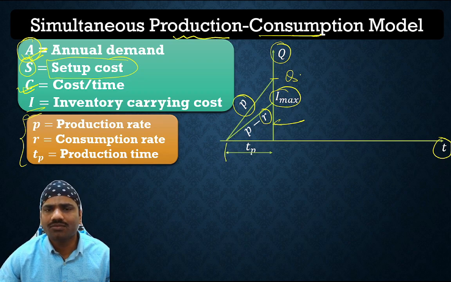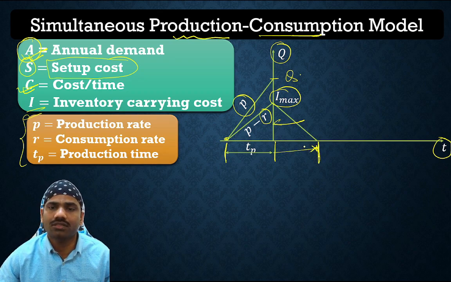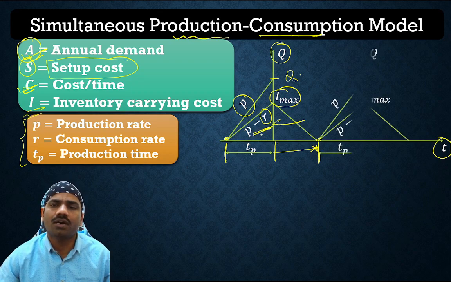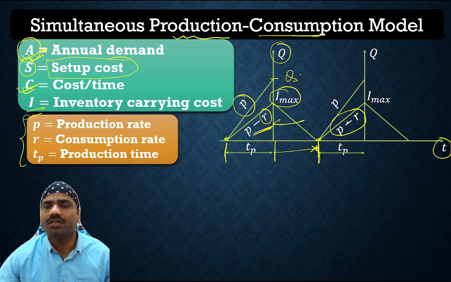We have the production time, and we have another time, the consumption time, which runs from this point until this particular quantity is consumed. So this whole period is the consumption time. When this I max is consumed, we will again start production, along with the regular consumption. So inventory builds at the rate of P minus R, and the maximum inventory stored is I max.